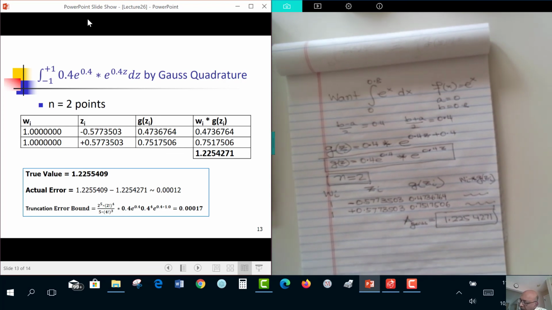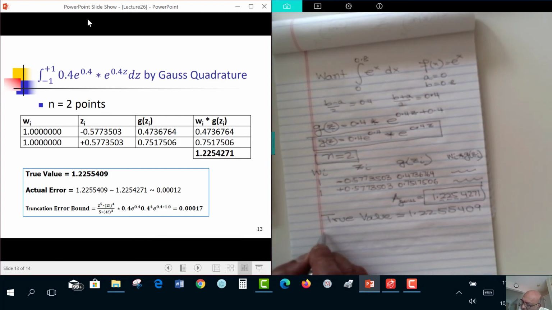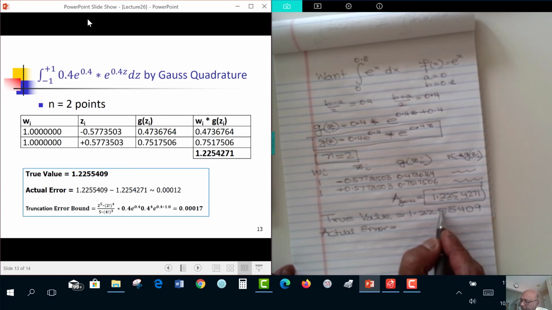Okay, let's see what is our true value. It is 1.2255409. So notice we match 1.225, and then these digits start differing. So let's see what's our actual error. We subtract one from the other, we get 0.00012.